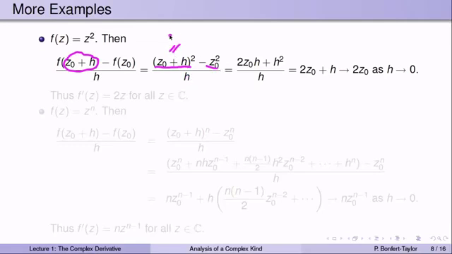This term (z0 plus h) squared multiplies through to z0 squared plus 2 times z0 times h plus h squared. And then we subtract z0 squared from this expression. So we have a z0 squared here, and we subtract one here, which means the numerator simplifies to 2 z0 h plus h squared.